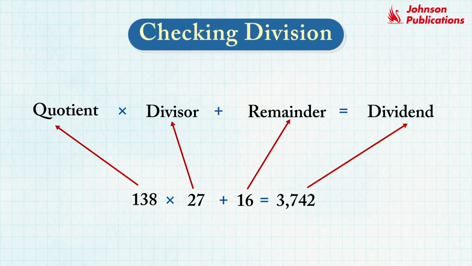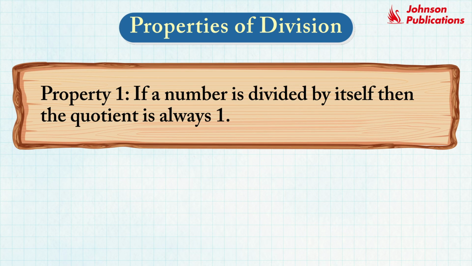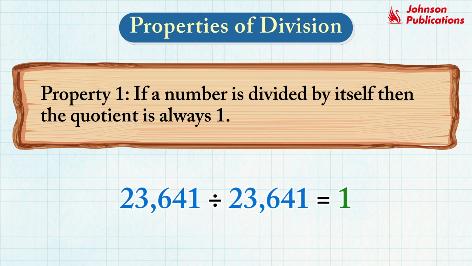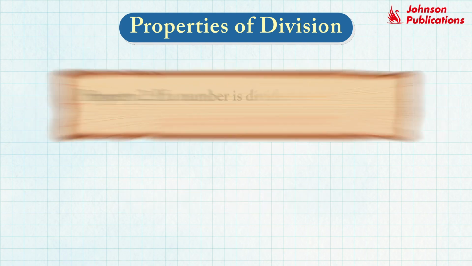Checking division. Check your division by using the formula shown on the screen. Properties of division. Property 1. If a number is divided by itself, then the quotient is always 1. Look at this example.